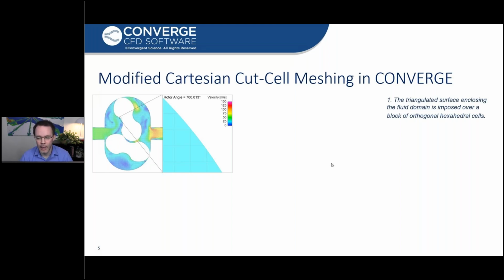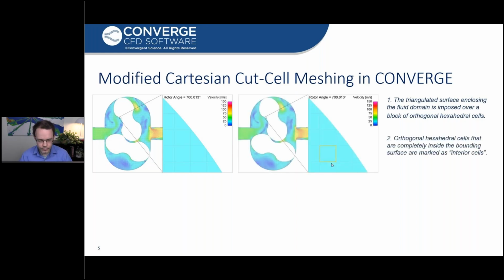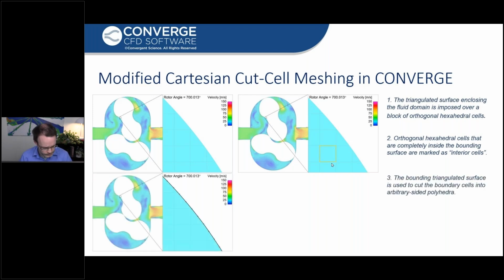In Converge, we start by using a triangulated surface enclosing our fluid volume over a block of orthogonal hexahedral cells, otherwise known as boxes. Those boxes, which lie in the interior of the domain, in other words, they're not touching that bounding surface at all, are marked as interior cells. So these cells are going to be high quality, good aspect ratio, orthogonal hexahedral cells, very good for solving equations on. Now, meanwhile, what happens at the boundary? What happens when this bounding surface intersects our boxes that we've defined as our base grid?